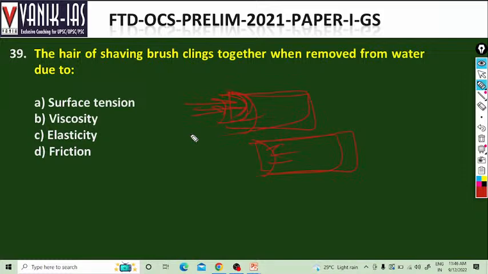So when the deforming force is removed, every body wants to regain the original shape and size, right? So to regain the original shape and size, that is called as elasticity, right? So elasticity is the property because of which a body regains the original shape and size after the deforming force is removed. What is friction?